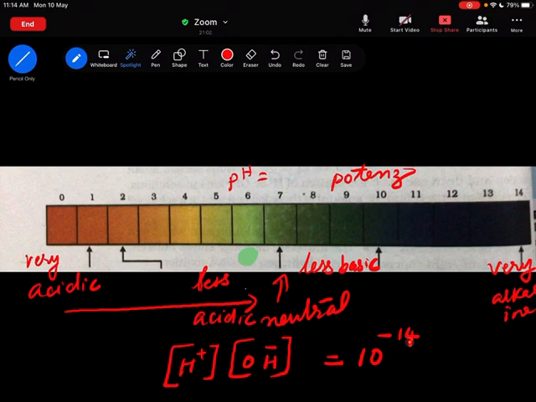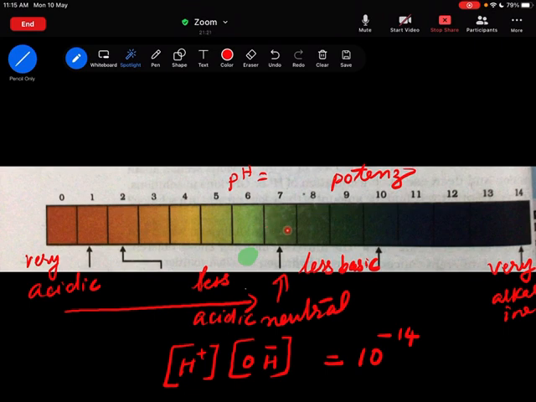The pH of a neutral solution is 7. Suppose pure water you are taking, pure water that is neutral. If you dip the pH paper in that water, you will be getting this color.